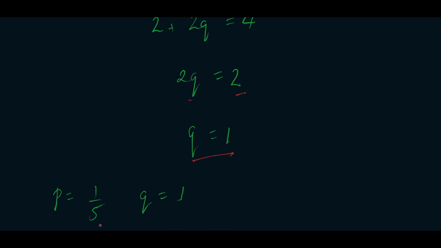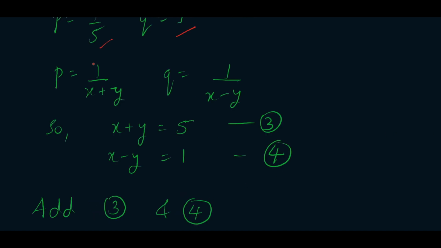So now we have the values of p and q. At first the value of p was 1 by x plus y and the value of q was 1 by x minus y. And now the value of p is 1 by 5 and the value of q is 1. So when you put this you get x plus y equals to 5 and x minus y equals to 1. Now you just need to solve this system of linear equations to get the values of x and y.